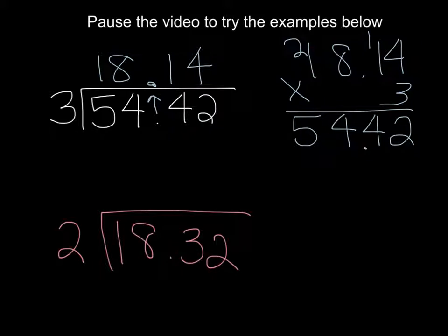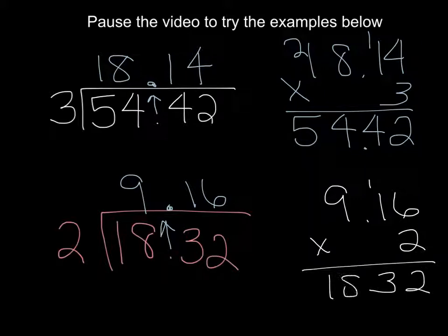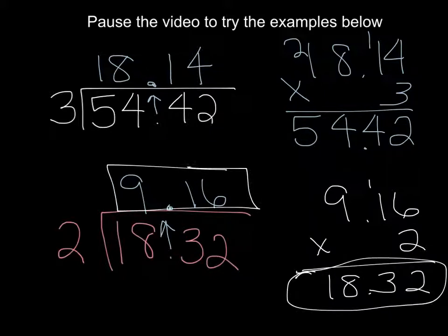Then for the next example, you have 18.32 divided by 2. You move the decimal point straight up and you should get 9.16. And then when you check, you do 9.16 times 2 and you should get your 18.32. So that means that your correct answer is the 9.16.